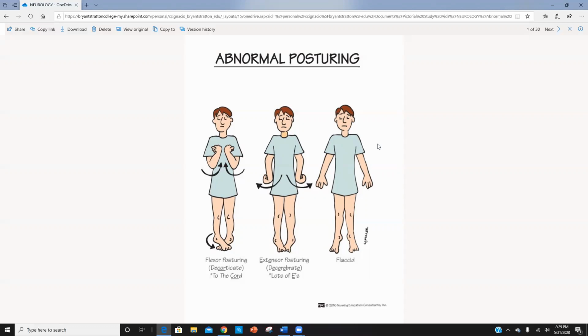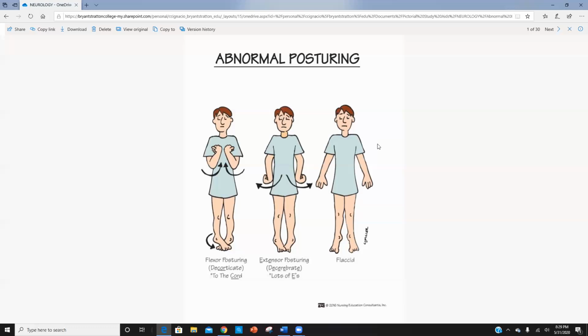Decorticate posturing is also known as flexion, and this is an abnormal posturing indicated by rigidity, flexion of the arms to the chest, clenched fists, and extended legs. This is indicative of damage to the corticospinal tract, the pathway between the brain and the spinal cord.